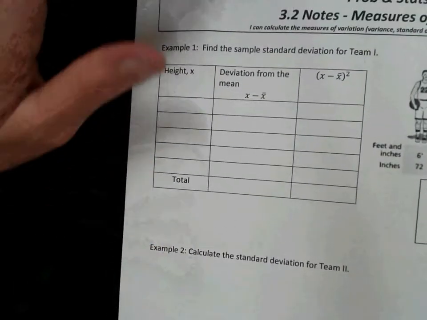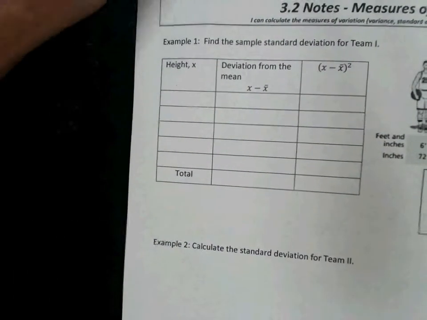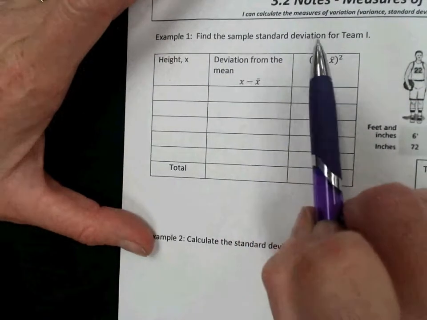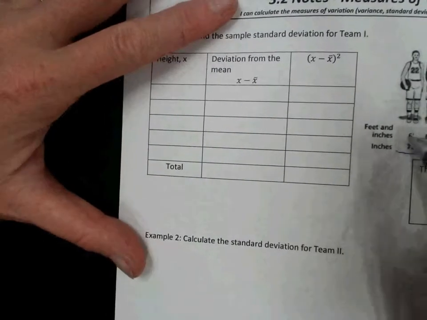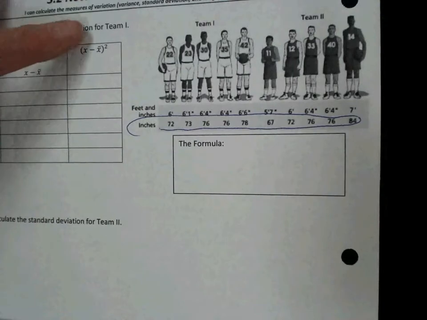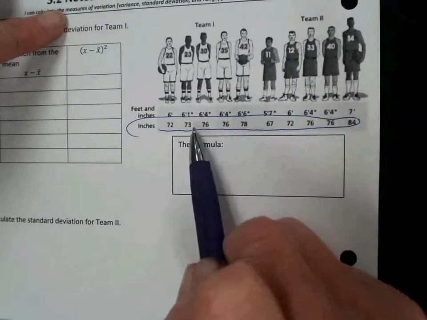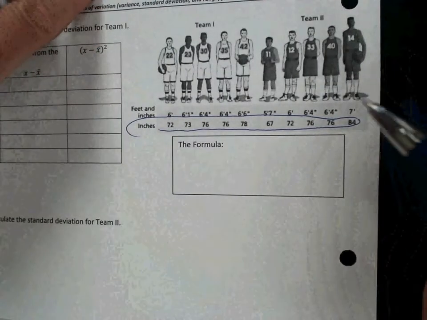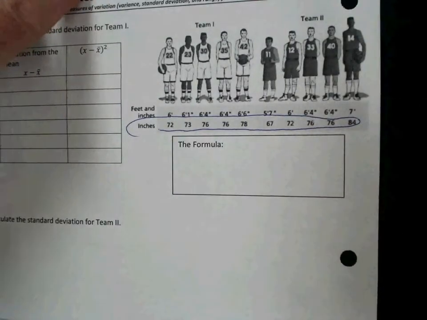Flip it over. We're going to do one example together. If you already feel confident, you can go for it on your own. One key thing to note to find the sample standard deviation for team 1. For both teams, we will use row 2 from this picture of 2 five-man basketball teams. Notice the first row is feet and inches. That's 2 units of measure. That doesn't usually work out very well.